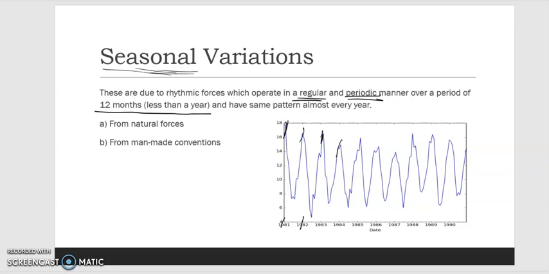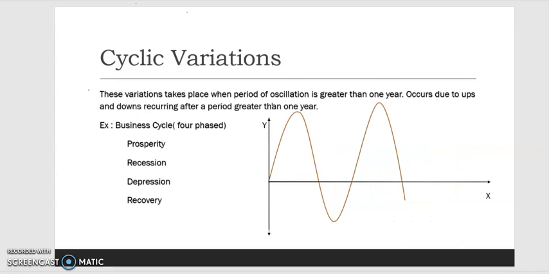From natural forces, when I'm talking about it, it is like the sales of maybe ice creams. The sales of ice creams, if I consider that as my variable, we'll definitely see a rise in the sales of ice creams during the summer season, and during winter or rainy season, there will be a downfall of the sales. So that is used with respect to the seasonal variations.